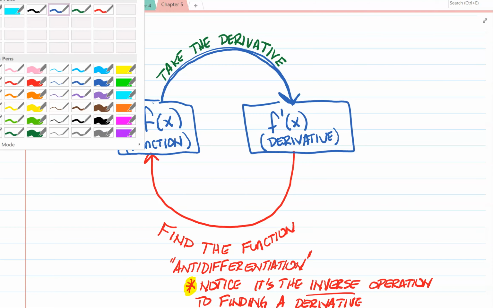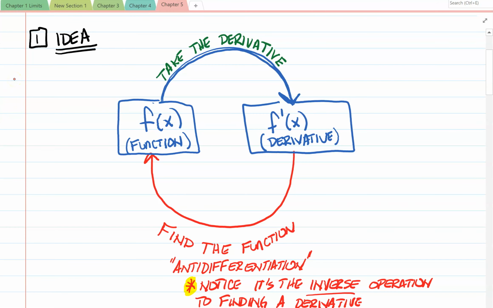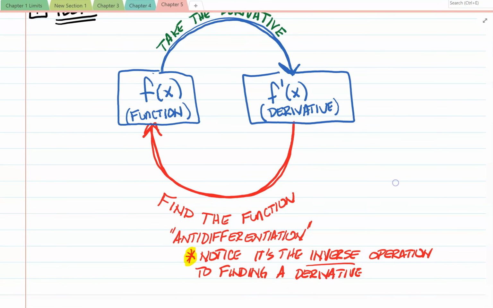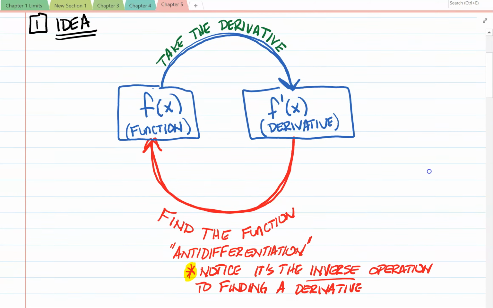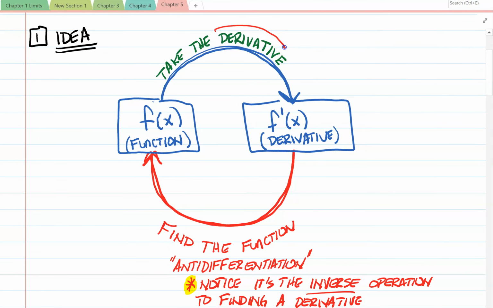Now, the new stuff, chapter 5: what if we are given a derivative and we need to actually go backwards and end up with the function? That's the basic idea. Instead of being given the function and finding the derivative, we're now given the derivative and we have to work backwards and find the function. So this is called anti-differentiation.